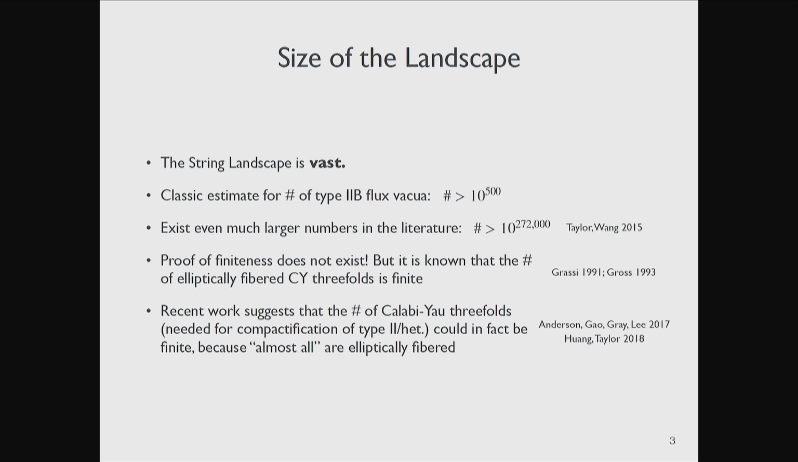So this is really a vast number that we are dealing with. And clearly a proof of the finiteness of flux vacua doesn't even exist up to now. The closest that people have come to this is probably the F-theory people who have studied elliptically fibered Calabi-Yau threefolds. It was shown in the early 90s that their number is actually finite. And quite recently, in 2017, 2018, people have realized that maybe in some sense most of the Calabi-Yau threefolds are in fact elliptically fibered, at least for large Hodge numbers.